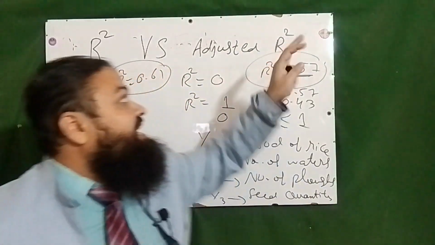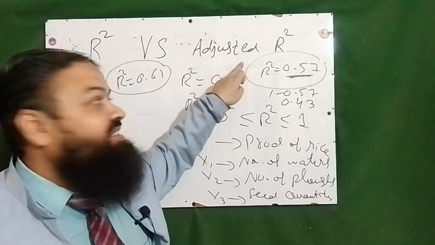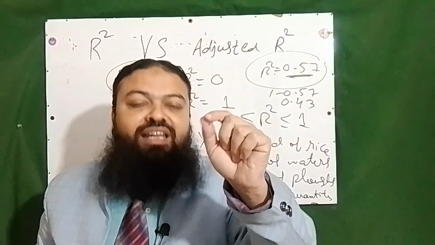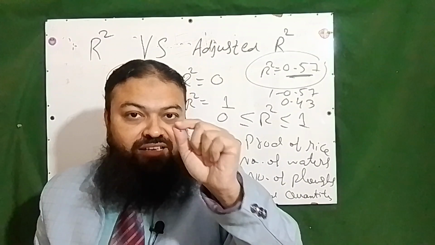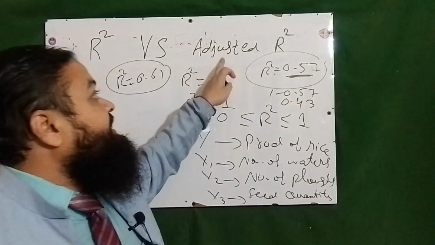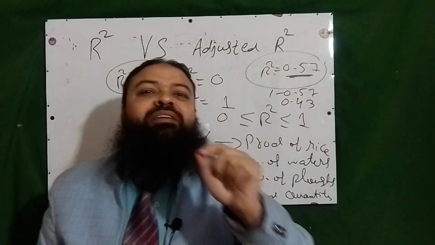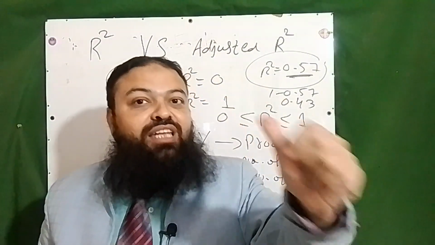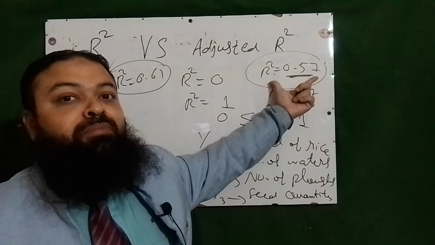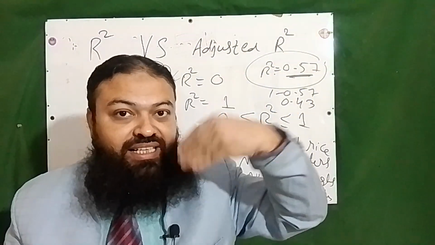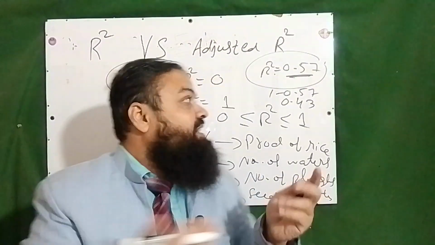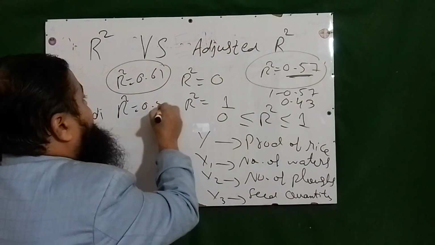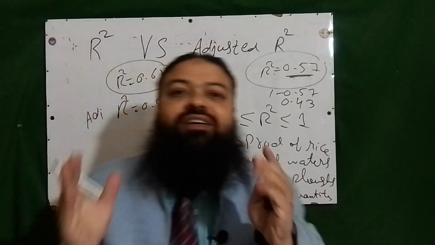And what is the function of adjusted R square? It adjusts the value of R square based on number of observations, small n, and number of predictors, independent variables, k. It will increase only for those independent variables which are significant, which are contributing in the value of y. For example, in the same example, if we include another independent variable which is insignificant, then it may be possible adjusted R square will be 0.54. It may decrease.